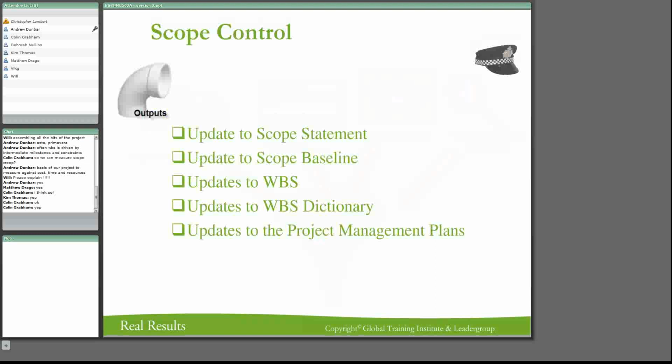Now here we're having a look at an update to a scope statement. You're looking at the update to your scope baseline. What you will do is keep your baseline constant, but you have a new baseline. That's the way that I would do it anyway. So you'll keep your original baseline, and then you can update your scope baseline, and you have a new one. So you have version 1, version 2, version 3 of your baseline.